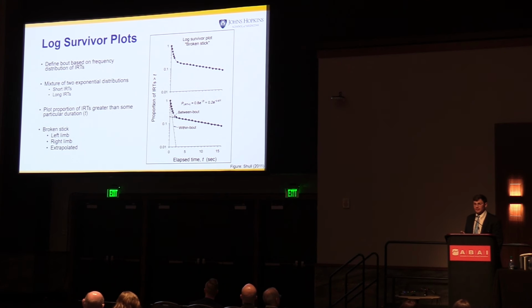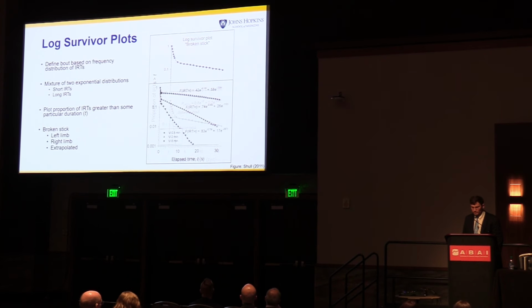And so we get a lot of good information from these log survivor plots, and in fact, if you take your right limb and you extrapolate the slope of the right limb back to the y-axis with some algebraic rearrangement, you can also estimate your overall bout length. So this is a very useful tool for analyzing the bout structure of operant performance.